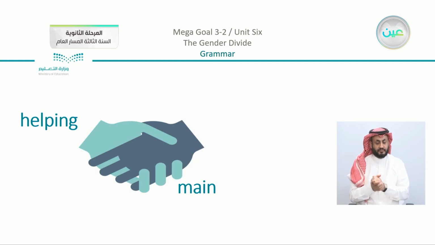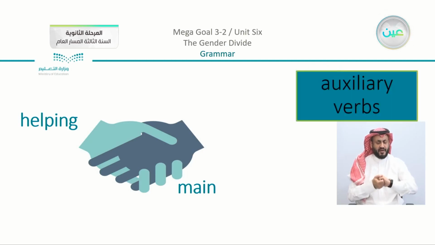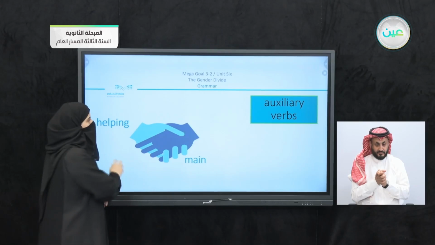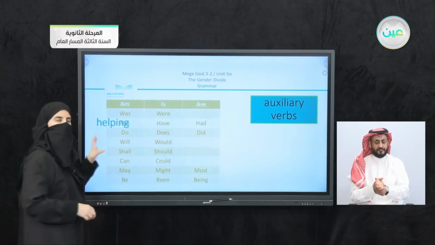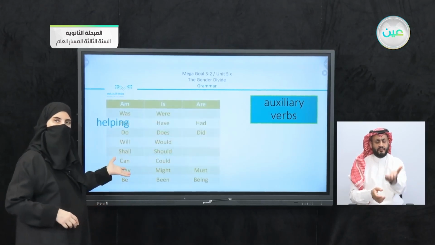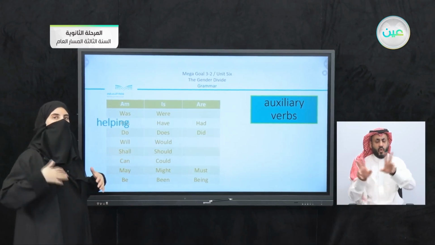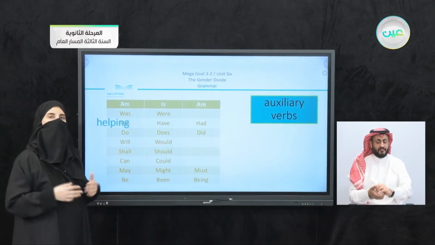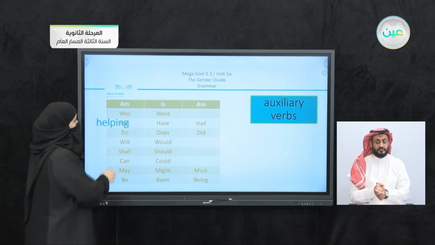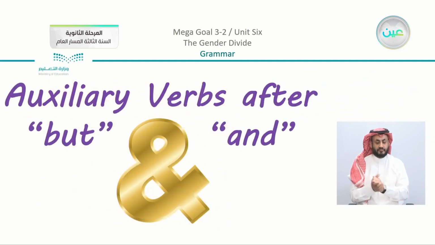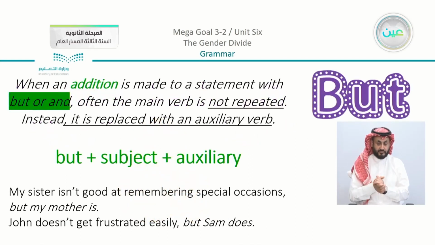So we have here, just to revise, helping verbs, or we can just call them auxiliary verbs. There are different types of auxiliary verbs as we studied. We passed by them within the unit. Now all of these verbs are called either helping or auxiliary verbs. Just to revise also auxiliary verbs after but and: we have here but, to use with the subject and the auxiliary. Now, for example, my sister isn't good at remembering special occasions, but my mother is.